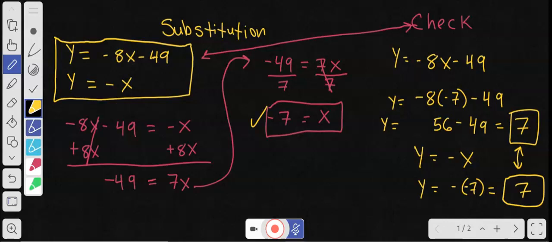That's how you do it. And that's how you put it to work. So that's this first part of substitution.